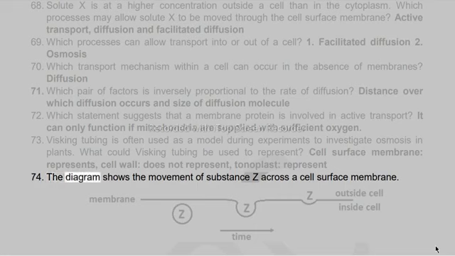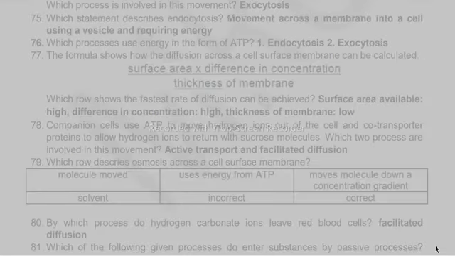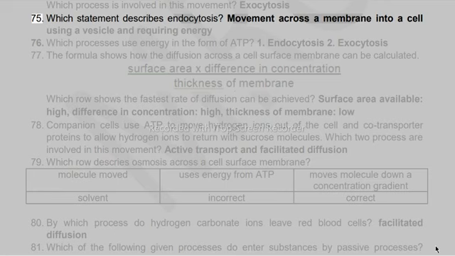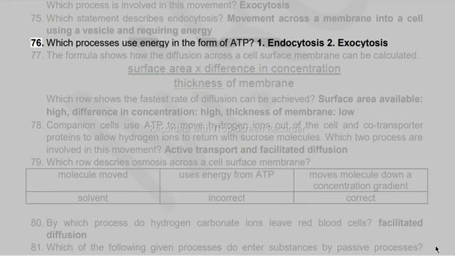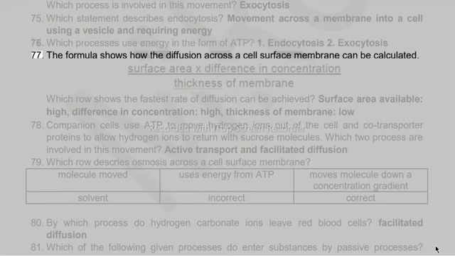74. The diagram shows the movement of substance C across a cell surface membrane. Which process is involved in this movement? Exocytosis. 75. Which statement describes endocytosis? Movement across a membrane into a cell using a vesicle and requiring energy. 76. Which processes use energy in the form of ATP? 1. Endocytosis. 2. Exocytosis.